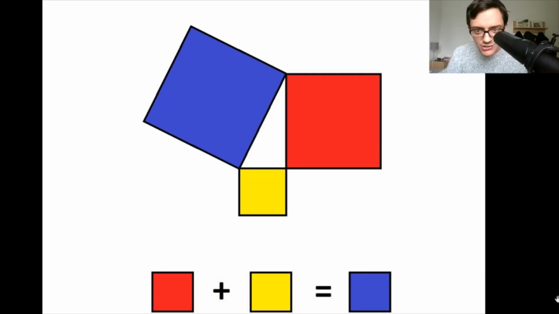Okay, so this is Pythagoras' theorem. Red area plus yellow area equals blue area. And I've got a couple more things that I like to show you that have proofs that are just pictures. Okay, here's the next one.